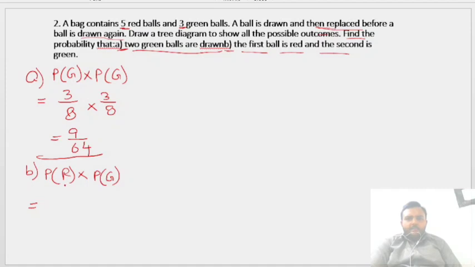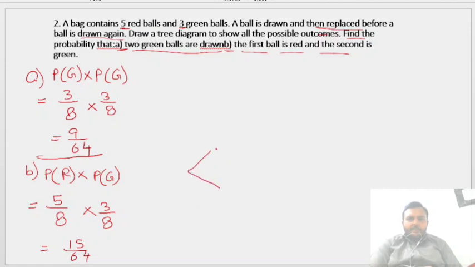So probability of red ball is how much? It is 5 upon how much total? 8. So probability of green is 3 upon 8. So how much must it be? 15 upon 64. So this is the probability of the next one. So now it's finished. Now if you want to find the diagram, it's very easy.